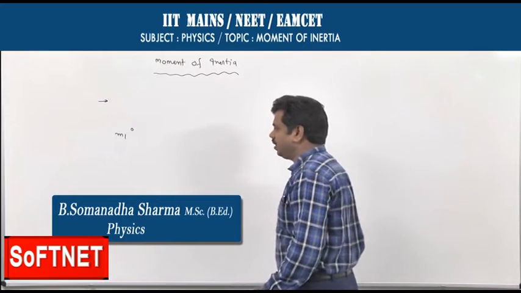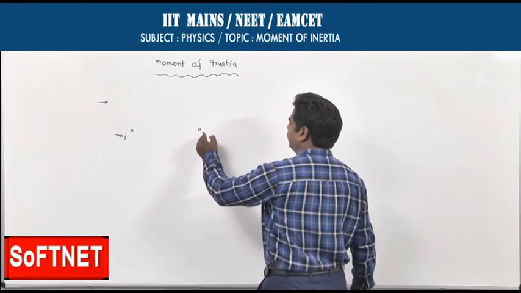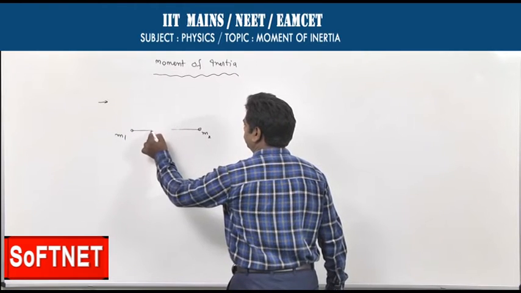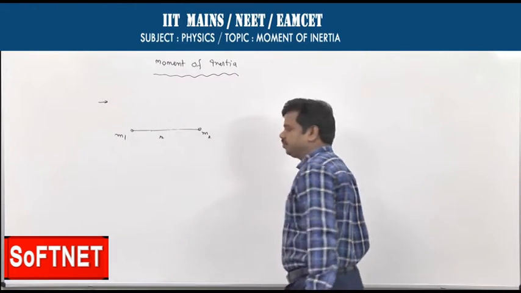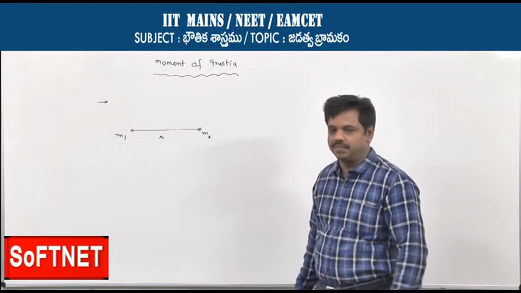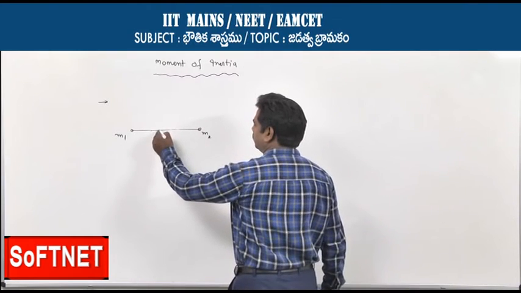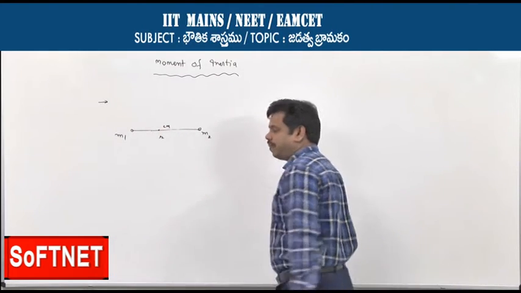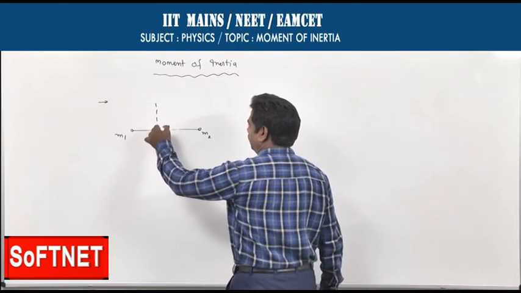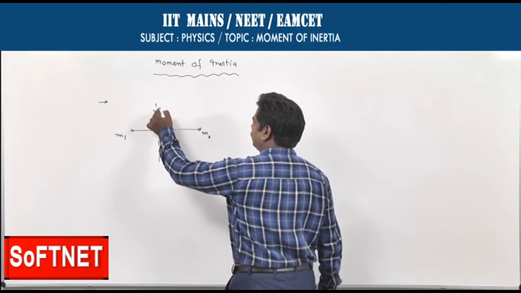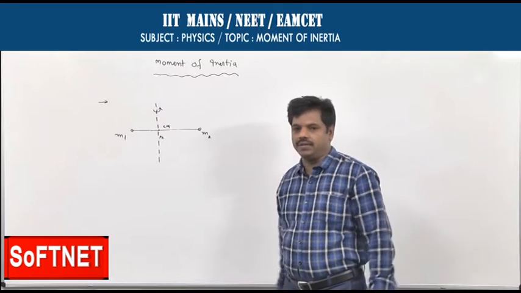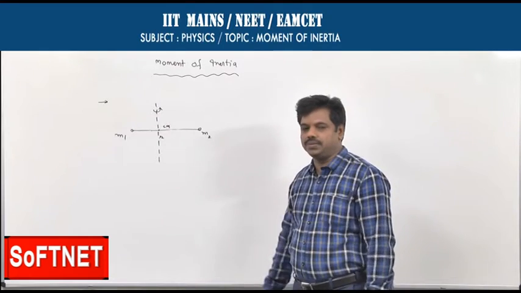there are two particles of masses m1 and m2 separated by a distance small r. Say these two particles are going to rotate about an axis passing through the center of mass, perpendicular to the line joining the two particles. That means like this. This is the axis of rotation. Now we need to find the moment of inertia of these two particles.